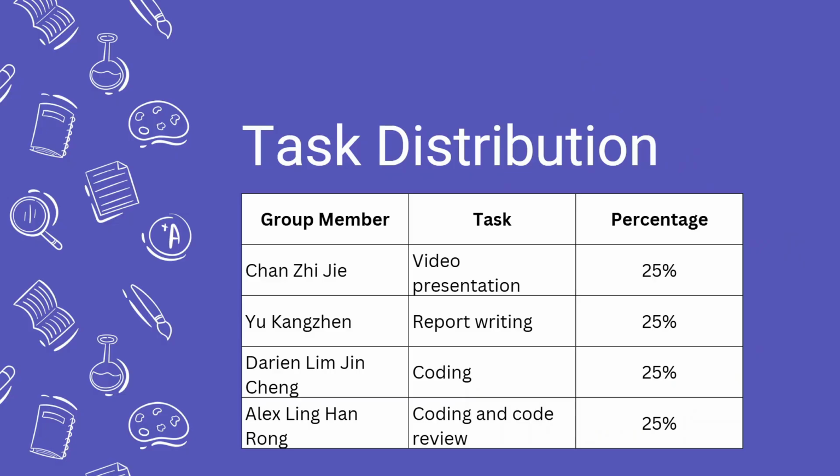My group consists of 4 members, namely me, Chan, and then you, Darian, and Alex. Here is the task distribution. We split the tasks equally so everybody had equal participation in the project.